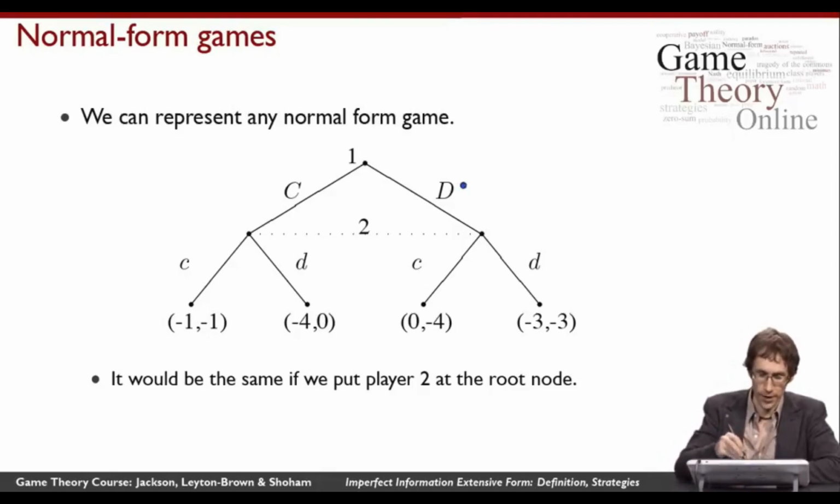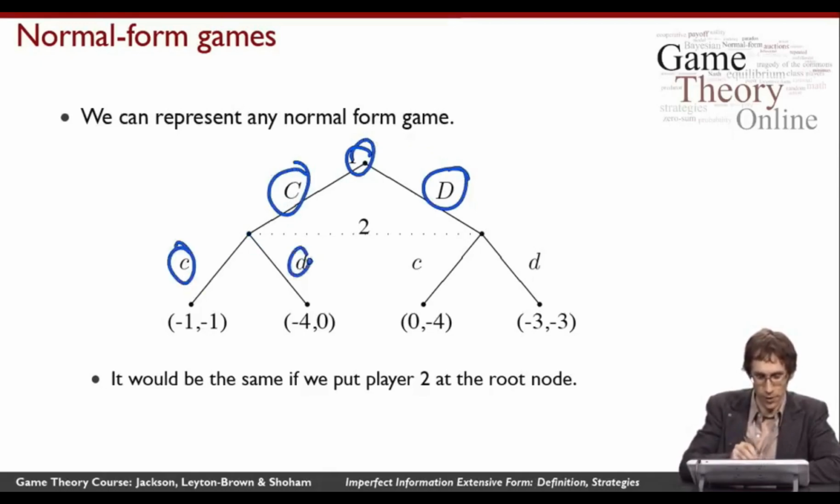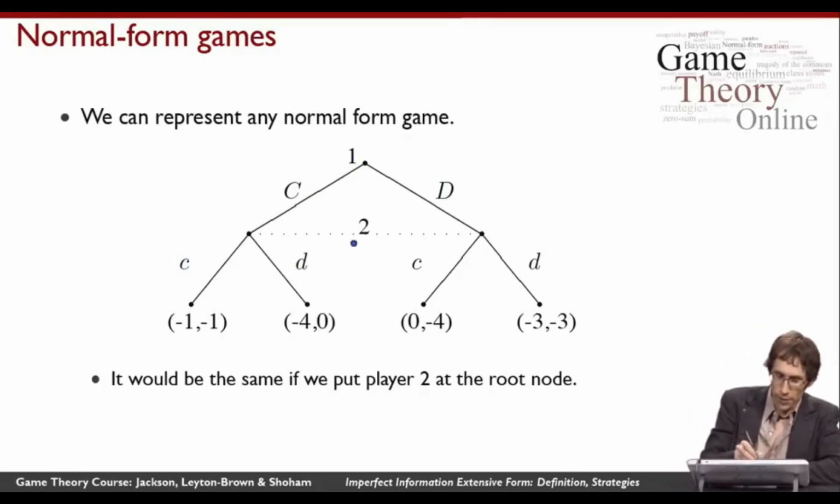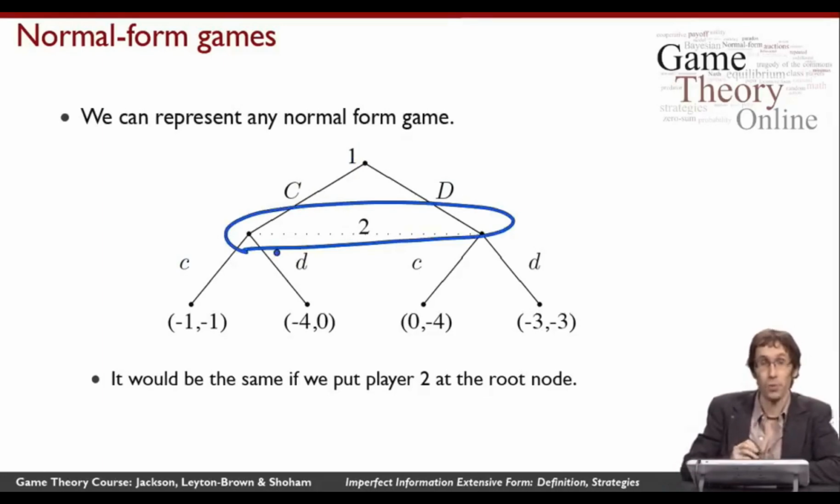So how does this work? Well, first of all, player 1 gets to decide whether to cooperate or defect. And after that, player 2 gets to decide whether to cooperate or defect. Now, of course, in the prisoner's dilemma, you don't get to see what the other person chose to do when you take your own action. So it might sound like a problem that player 2 gets to move second. But player 2 isn't able to tell which action player 1 took.